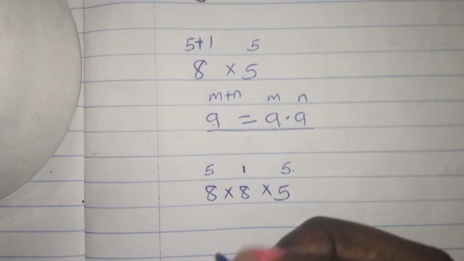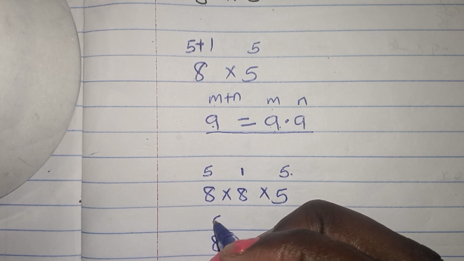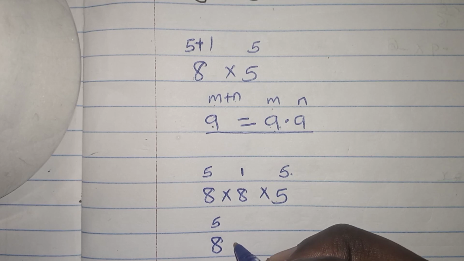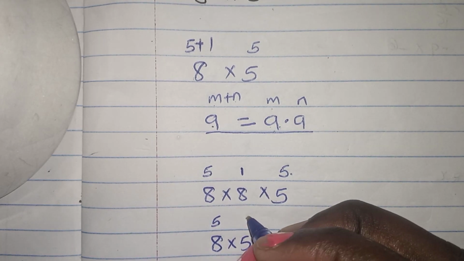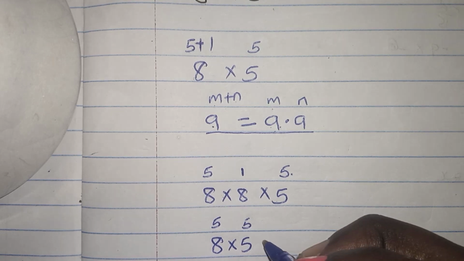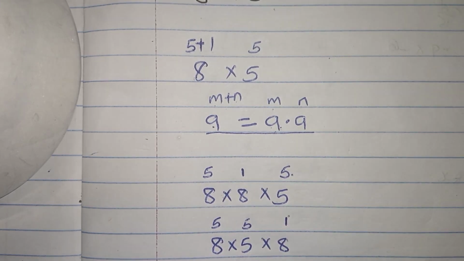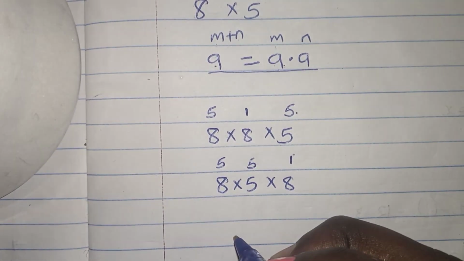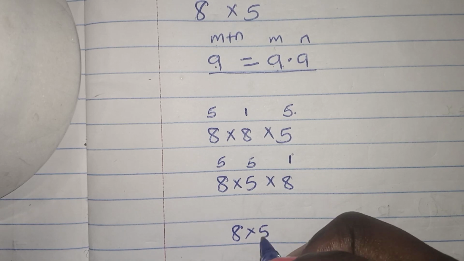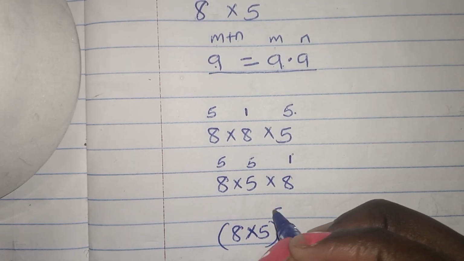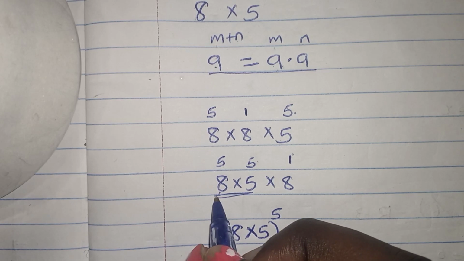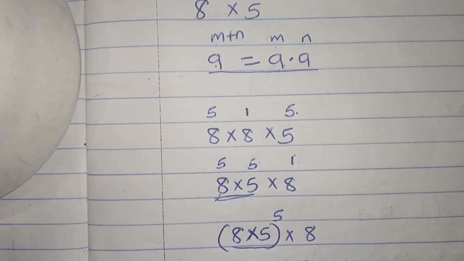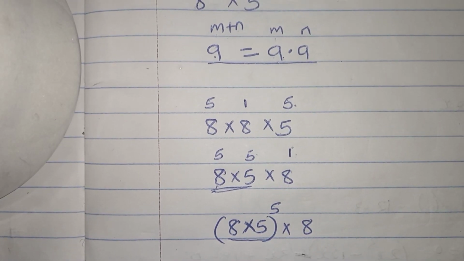The next step, I'll write 8 to the power of 5. Because our powers are the same, I can write times 5 to the power of 5, times 8 to the power of 1. My next step, I will write this as (8 times 5) to the power of 5, times 8. 8 to the power of 1 is 8.